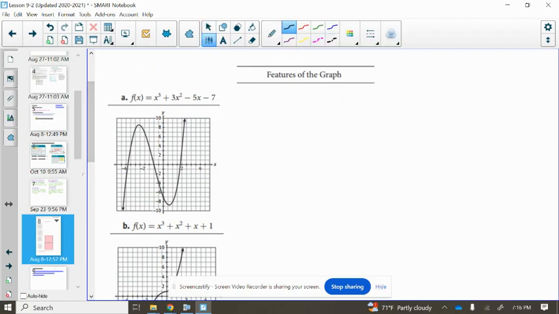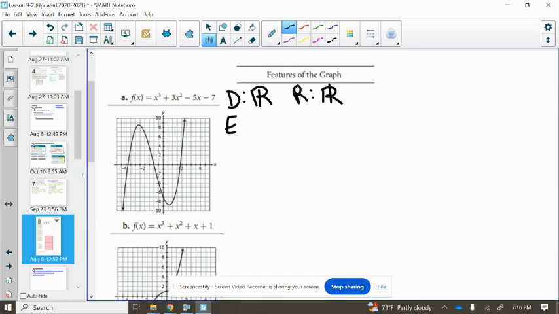So first things first, let's look at the domain and the range. Well, for both the domain and the range this time, it's just going to be all real numbers. There's no breaks in our graphs that we have to worry about. Our y values are going from negative infinity all the way up to positive infinity, so all real numbers.